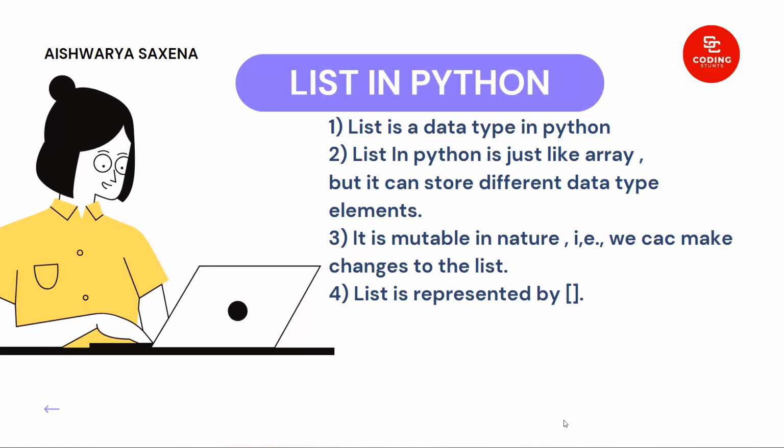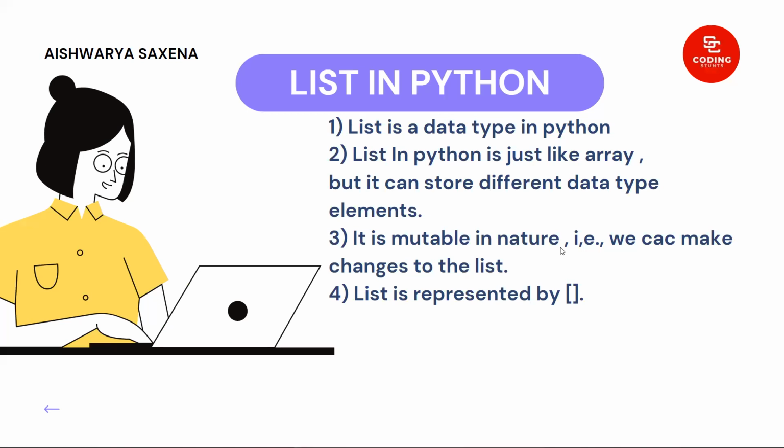If we talk about a list, it is mutable in nature. That is, we can make changes to the list. The list is mutable in nature. That means we can make changes to the list. Ignore the typos here. Then the list is represented with the help of square brackets. So here we'll represent the list in square brackets. And now let's see the practical of it, and each and every point will be justified there.